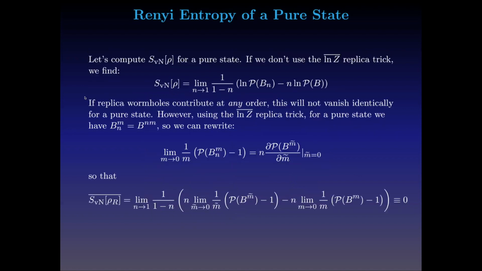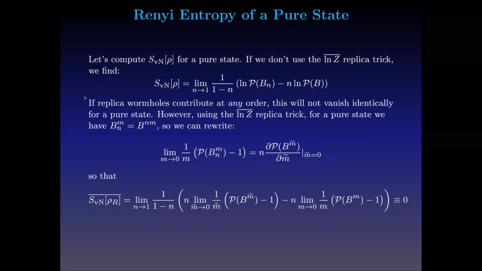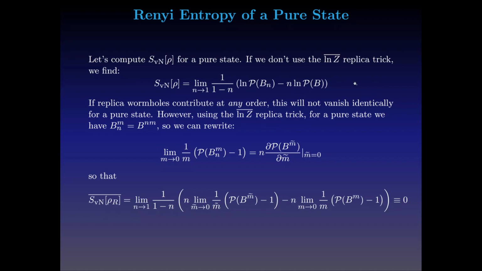Just as an example of one place where this could actually matter, suppose we want to compute the von Neumann entropy for a pure state, which of course should be identically 0. If we don't use the log Z replica trick, then we plug everything in here. And we find that if replica wormholes contribute at any order, then terms will not cancel between these two, and it's not going to vanish identically for a pure state. It'll vanish up to whatever order the replica wormholes are contributing at, even though a pure state should really have vanishing entropy to all orders.